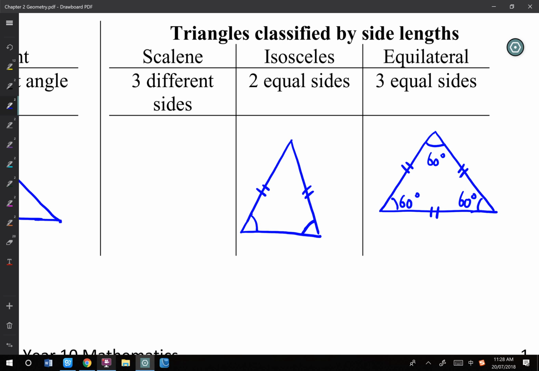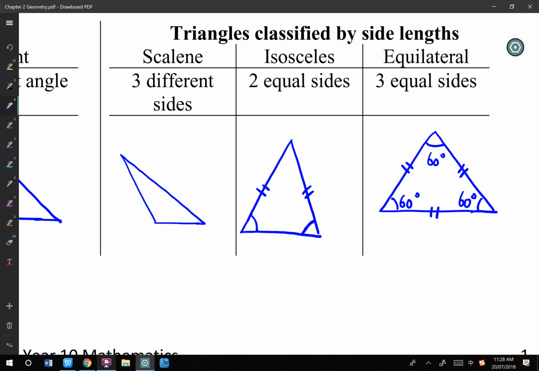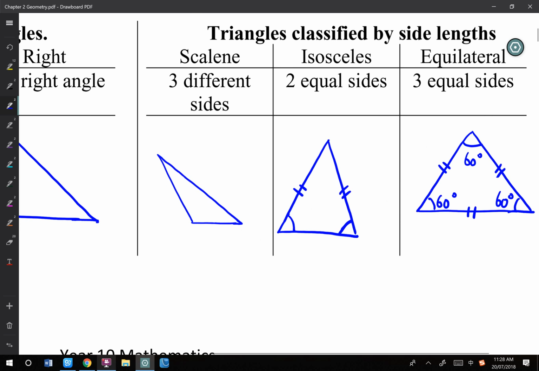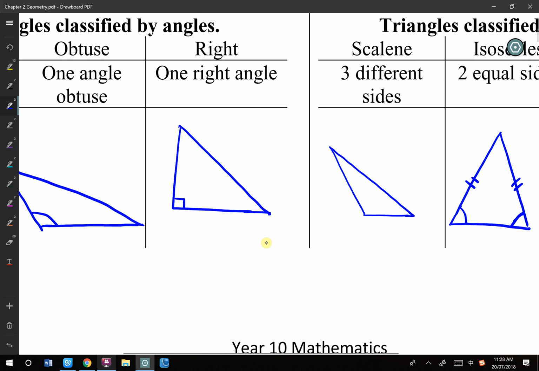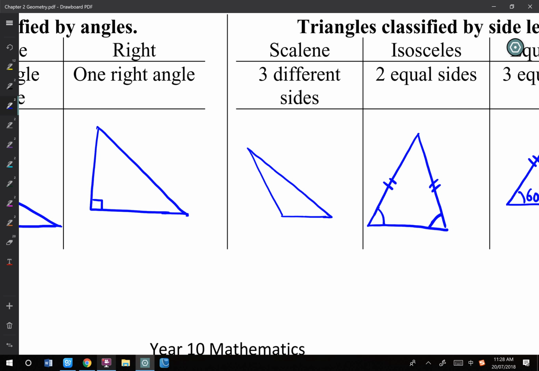Next is the scalene triangle, with three different sides. It can be obtuse, it can be a right angle triangle, or it can be an acute triangle. So I just need three different sides.